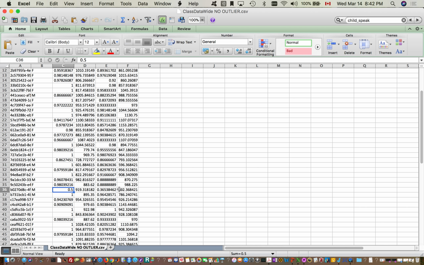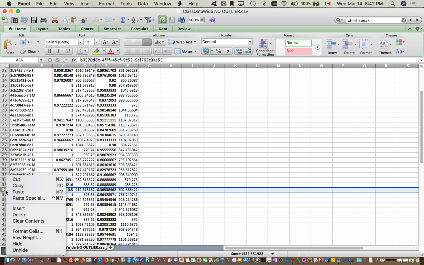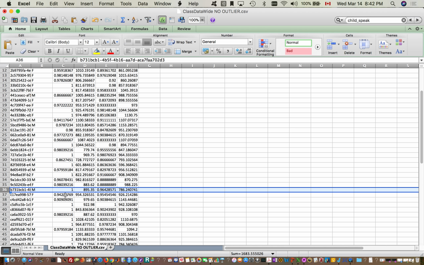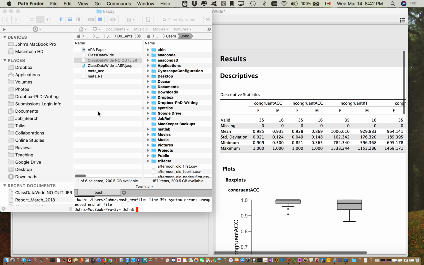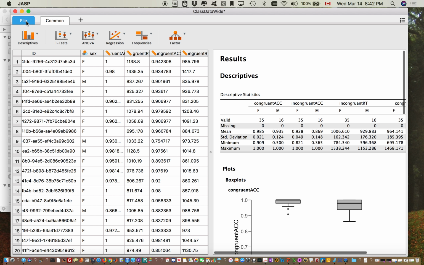Okay, so we need to find this person who scored in the 50s or 60%, and there they are right there. This person should be removed before we actually analyze the data. So there we go, they're gone. And this is again the copy of the data that we're using. I'm going to save this, and then we're going to reload it into our data.